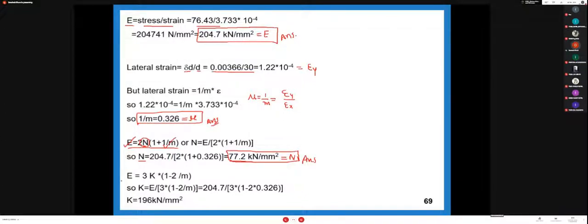And now using the relations between E and K, you have to put the E value and mu value here. So you get this third last answer. So you just have to use the relations between all these constants and find out their values. Okay.